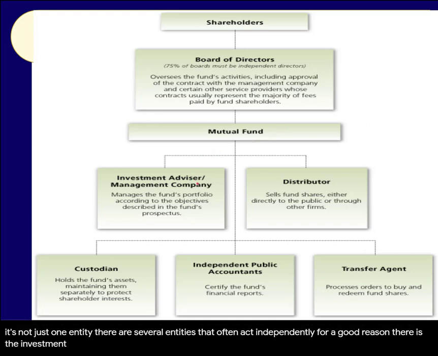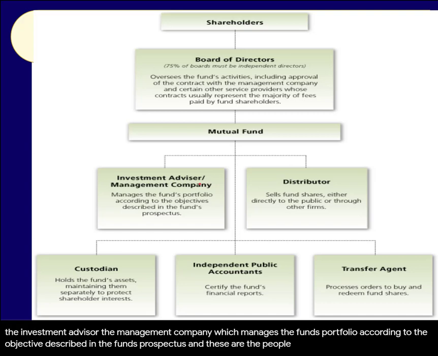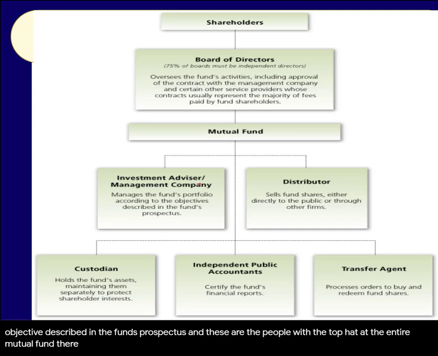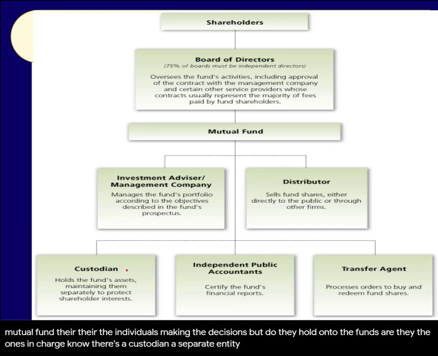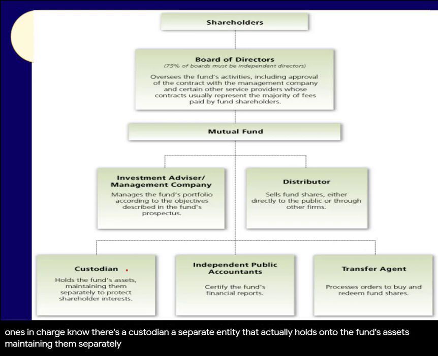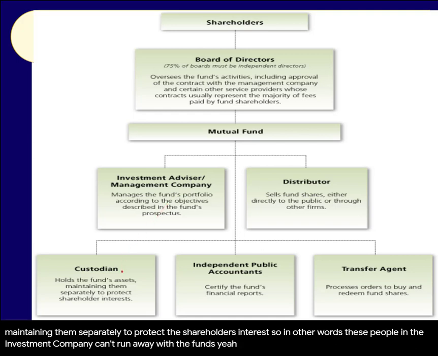There's the investment advisor, the management company, which manages the fund's portfolio according to the objectives described in the fund's prospectus. And these are the people with the top hats. Remember we talked about them? They're not the entire mutual fund. They're the individuals making the decisions. But do they hold on to the funds? Are they the ones in charge? No. There's a custodian, a separate entity that actually holds on to the fund's assets, maintaining them separately to protect the shareholders' interest. So in other words, these people in the investment company can't run away with the funds. Yeah, right. It makes sense.